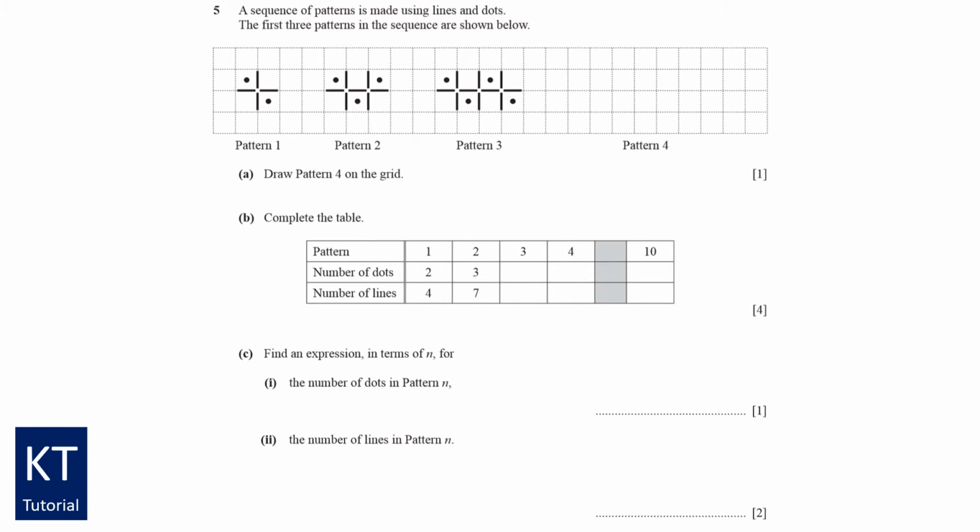Question 5. A sequence of patterns is made using lines and dots. The first 3 patterns in the sequence are shown below. Draw pattern 4 on the grid. This is the added pattern in blue on the diagram.